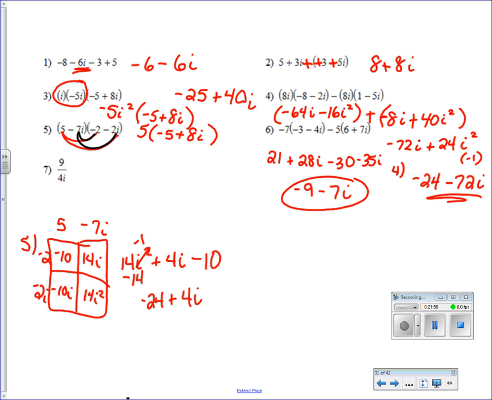And then I forgot about poor little 7, because he's the last one. What do you think's wrong with him if I have 9 over 4i? Remember, this is the same as saying 9, and then remember what this really is. This is like 4 times the square root of negative 1, so what's wrong with it? We can't have that in the denominator. So remember, that represents a radical. So what could I multiply that by that would make it work?